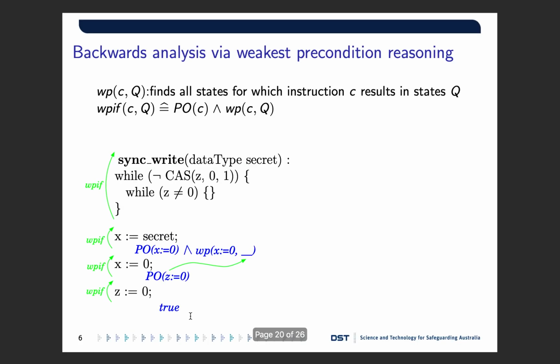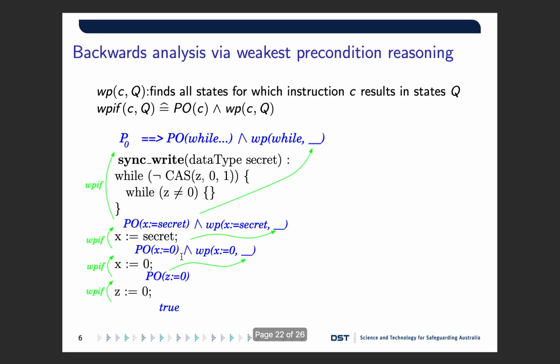In the next step, we compute the weakest precondition over the second last instruction that results in states that satisfy this proof obligation. This proof obligation feeds into this WP, and we conjoin it with the proof obligation of the second last instruction. We feed this further upwards to the beginning of the code, at which point we have to prove that the initial state, P0, is strong enough to satisfy the predicate that was pushed upwards.